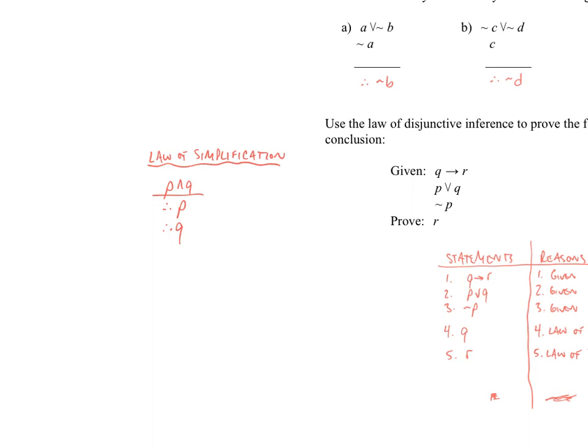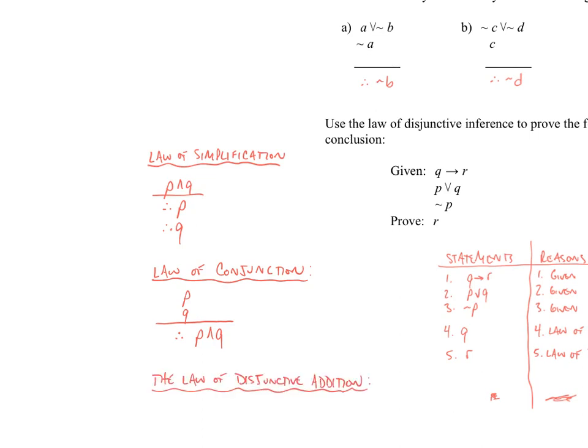Now, the law of conjunction goes the other direction. What this says is if you know that P is true and Q is true, if you want to, you can conclude that therefore the conjunction P and Q must be true. And that could be useful in some situations moving forward. Now we also have this other law called the law of disjunctive addition.